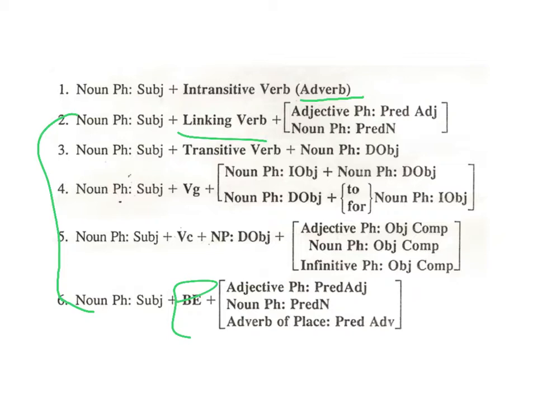For example, the girl is a brat. In that sentence, essentially, the girl equals brat. Or the boy is naughty. Essentially, boy equals naughty. Or a dog is in the house. The dog is, right, in this place.